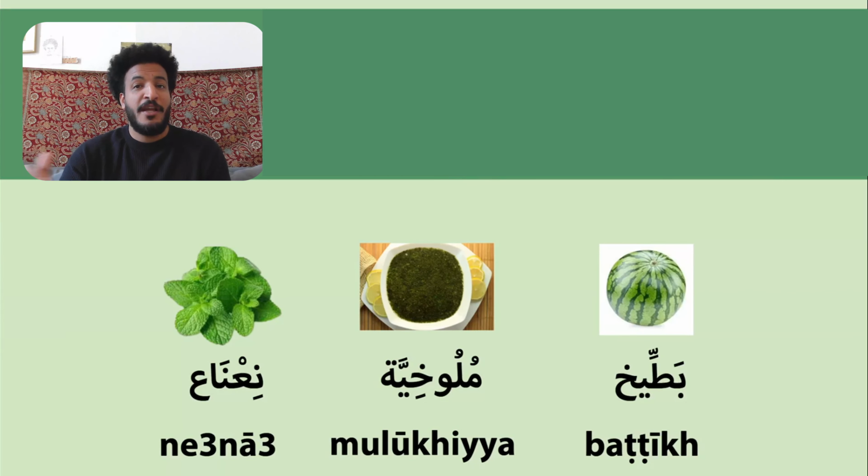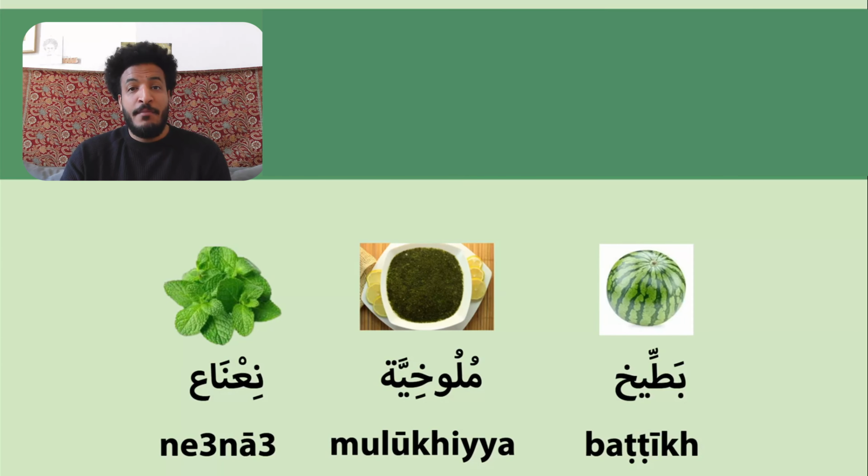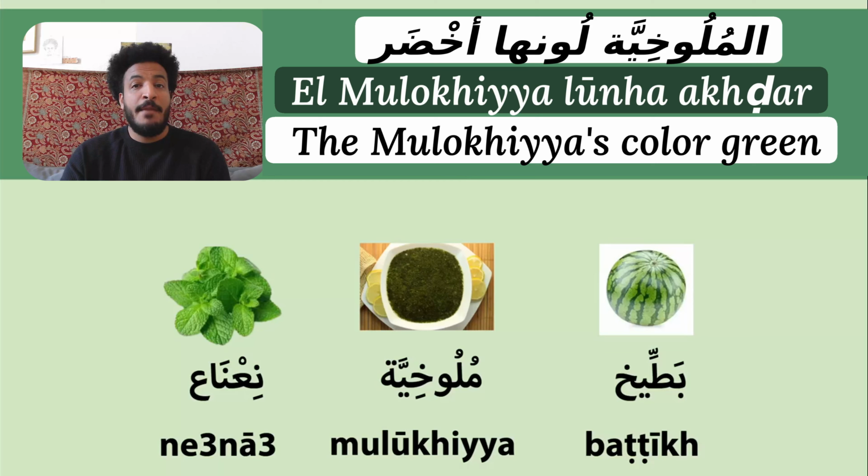So how do you say I like ملوخية? أنا بحب الملوخية. And let me know in the comment section if you tried ملوخية before and if you liked it. So to say I love ملوخية, أنا بحب الملوخية. Okay? And to say the ملوخية is green, you will say الملوخية لونها أخضر. Or الملوخية خضرة.